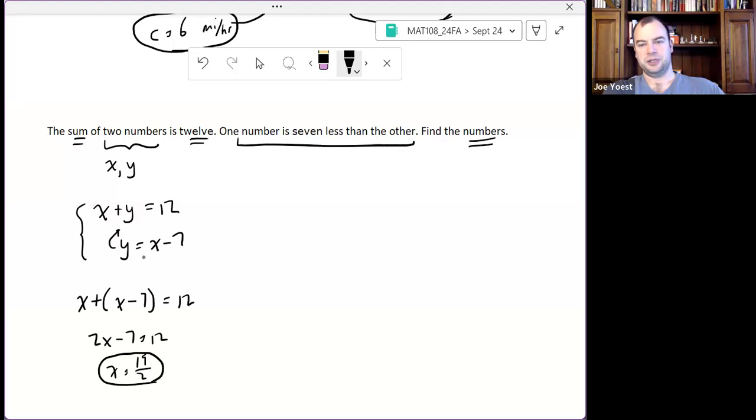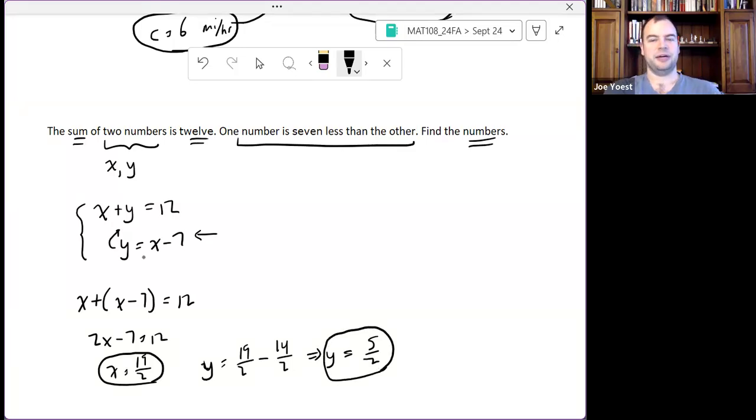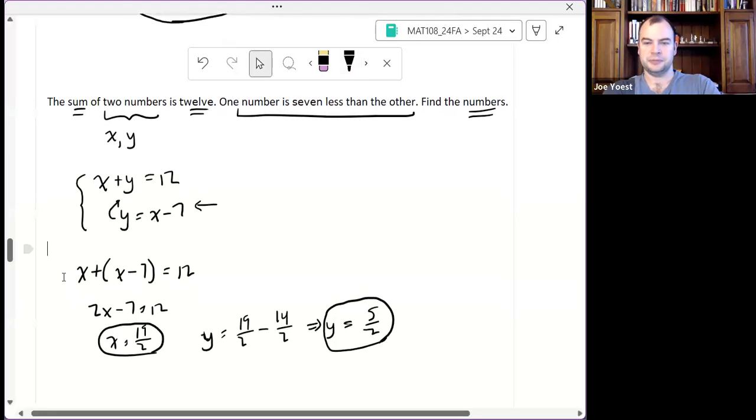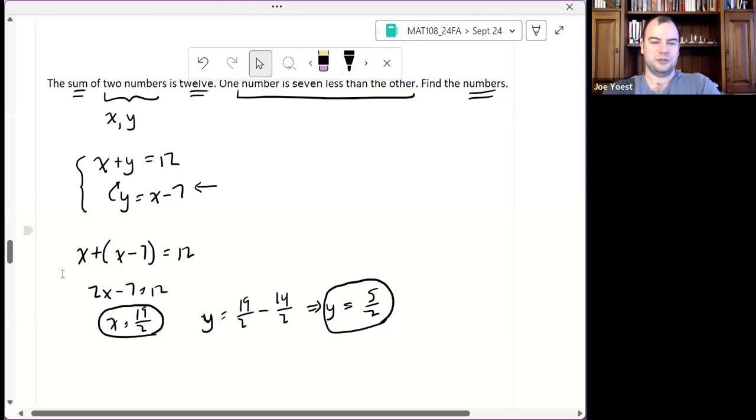So then what's y? x plus y equals 12, or I suppose y equals x minus 7. y equals 19 halves minus 7, or minus 14 halves. y equals 5 halves. So their sum, 24 over 2, is 12, and one is 7 less than the other. They are 14 halves apart in size. Questions so far?